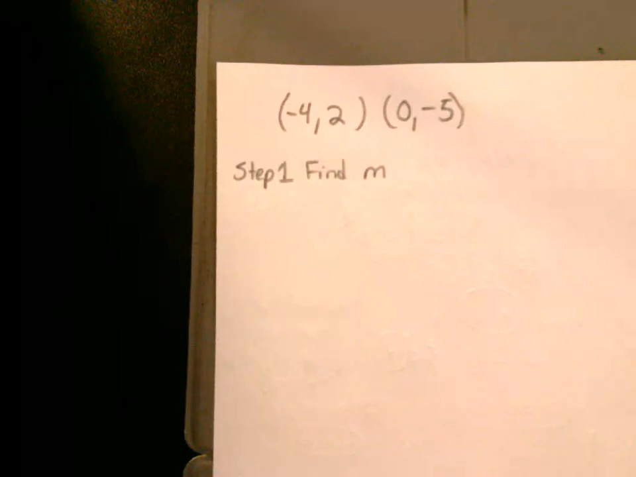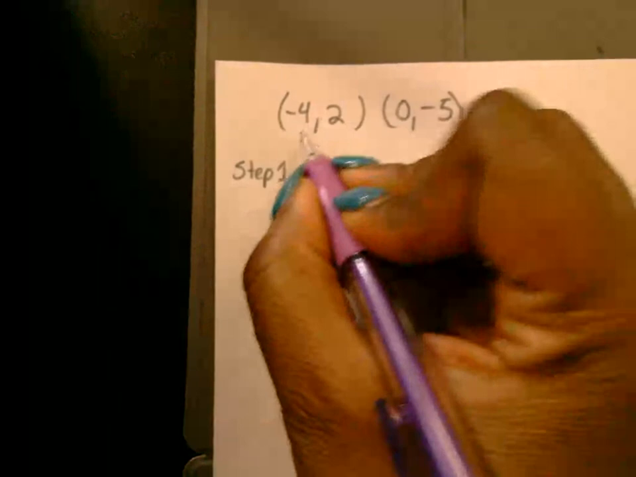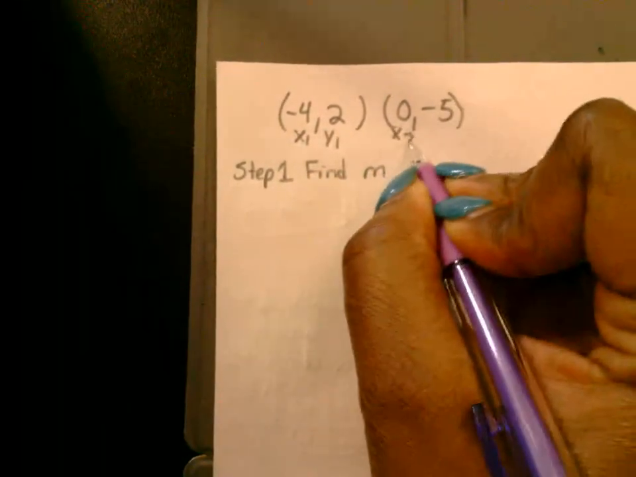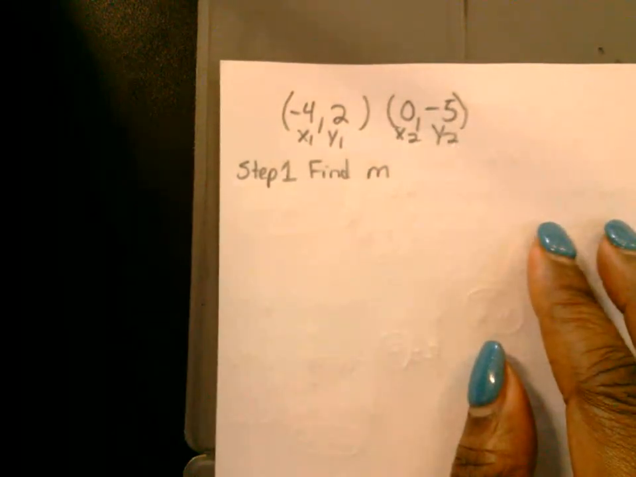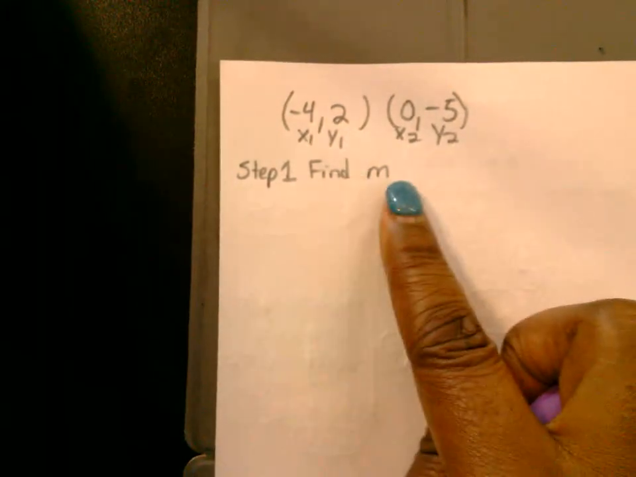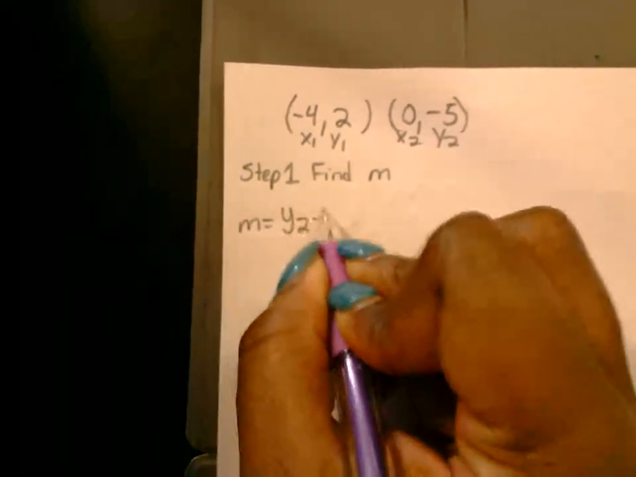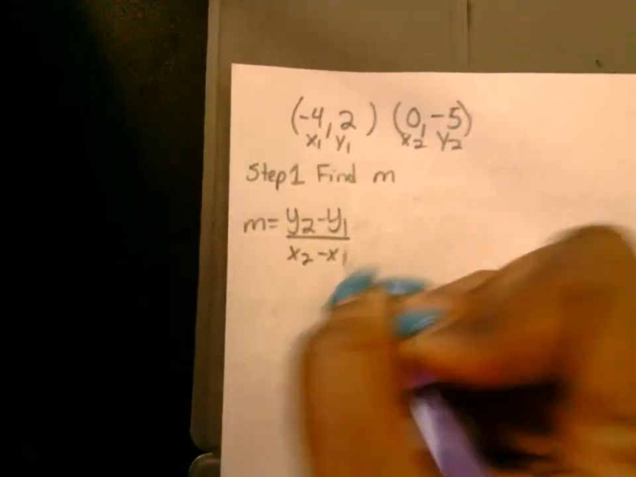All right, how do you label this? Tegan, go ahead. X1, Y1, X1, Y1, X2, Y2. X2, Y2. Good job, babe. Leanna, what's the formula for slope? Very good, babe.